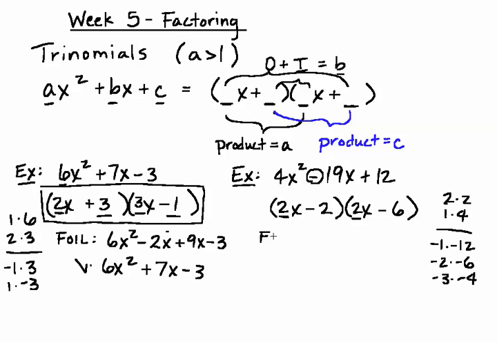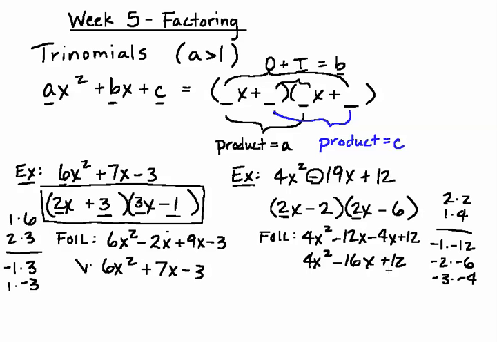When I check it using FOIL, that would give me 4x squared minus 12x minus 4x plus 12. The 4x squared and the 12 is correct, but the middle term would give me negative 16x, which is not correct. I need a negative 19x. So I would then need to go back and try a different set of numbers.